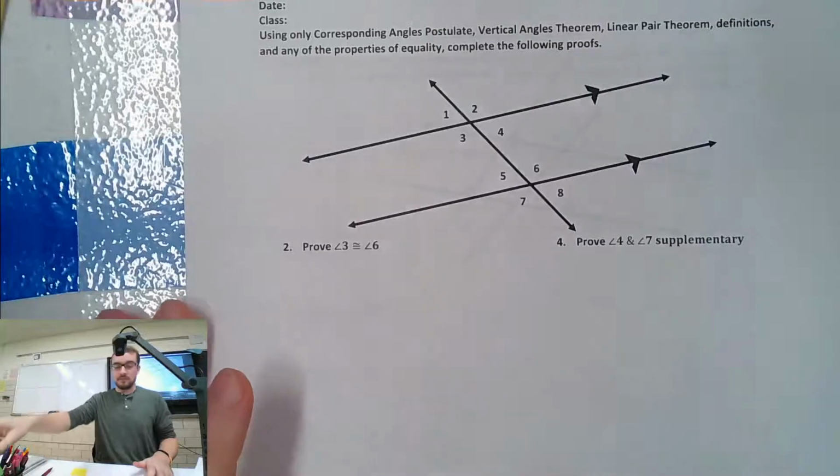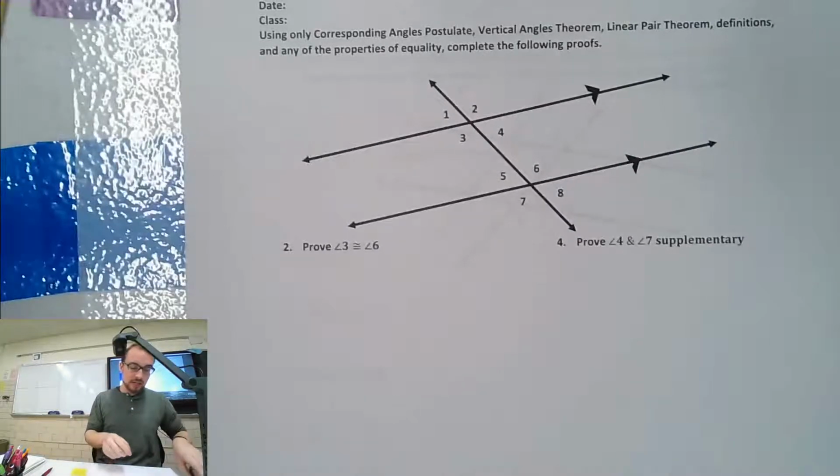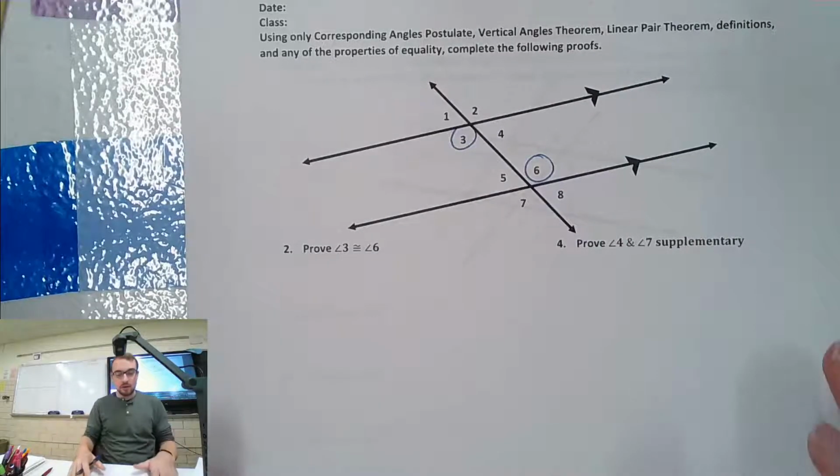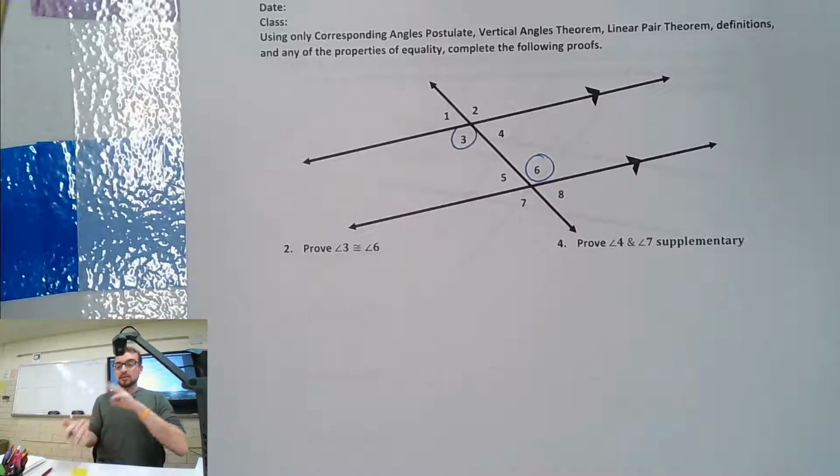So here we go. Angle 3 and angle 6 are what we're talking about for number 2, so I'm going to circle those in dark blue. There they are. So we are allowed to use CAP, vertical angles, linear pair, and any definition. We probably won't need definitions. And substitution, because that's a property of equality, right? We're going to use substitution. That's like proofs in a nutshell.